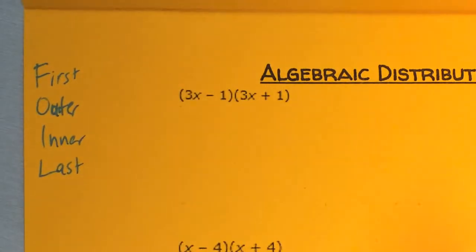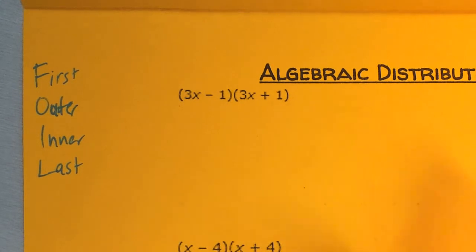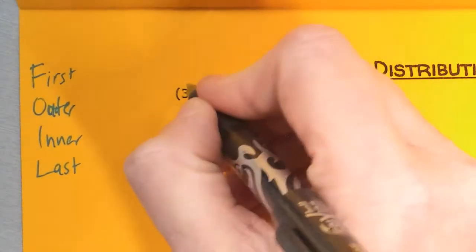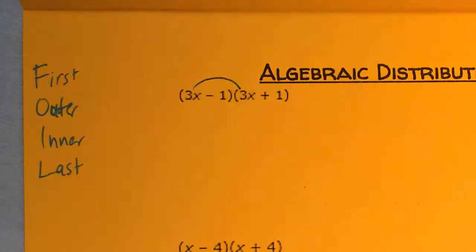With algebraic distribution, it's not difficult, but you just have to be really careful. You wind up getting the same thing that you would get in a box. You just don't actually draw the box. So let me show you what that looks like. I'm going to draw a little rainbow connecting the first and the first. And then I multiply those together.